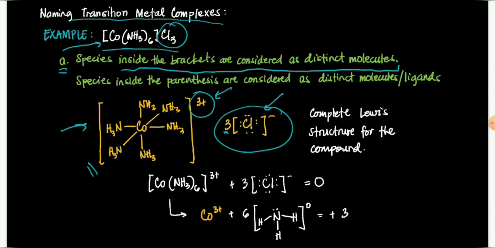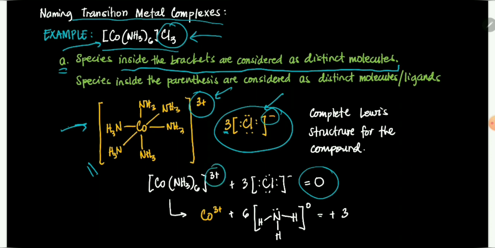Kasi common yung kanilang negative charge, yung charge ng ating mga halides. So, given yung mga charge ng ating mga halides dito. Okay? So, 0 yung net charge kasi neutral yung ating compound. So, ibig sabihin, 3 plus yung ating cobalt complex.